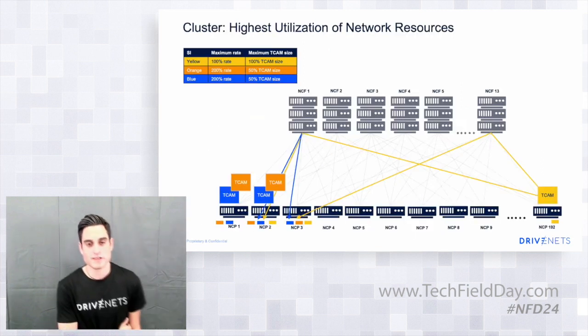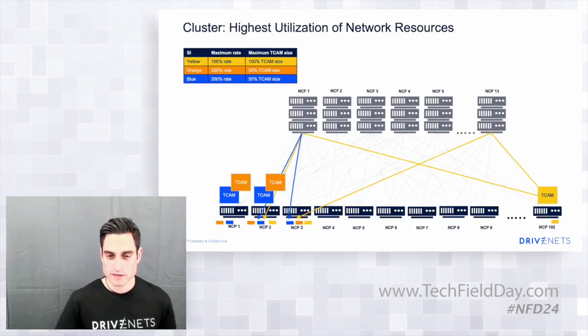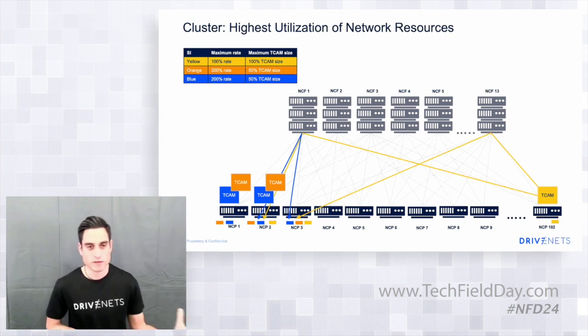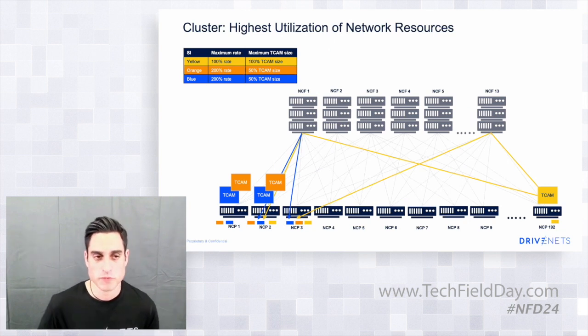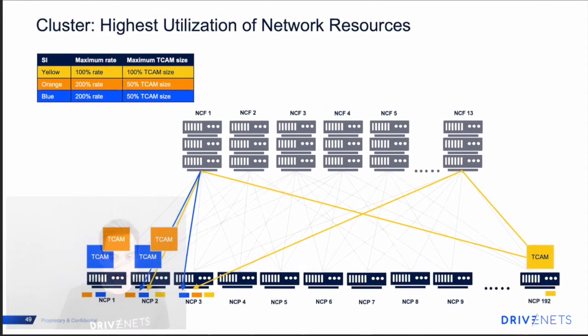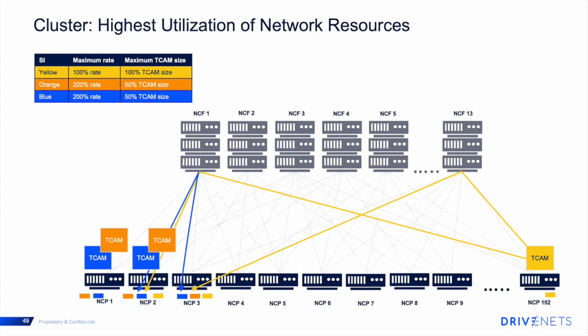So what does the DriveNets cluster get you? Let's envision three types of services. I would have my yellow service here. It would require, for the benefit of the debate, 4 terabit per second, but it needs the entire TCAM, the gigantic TCAM on this machine. This would be, for example, a VPN service.